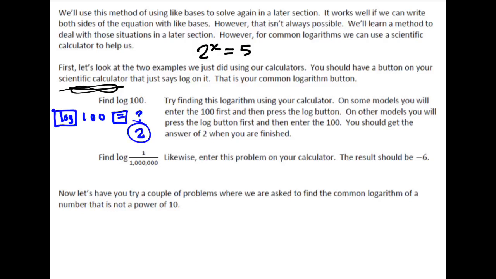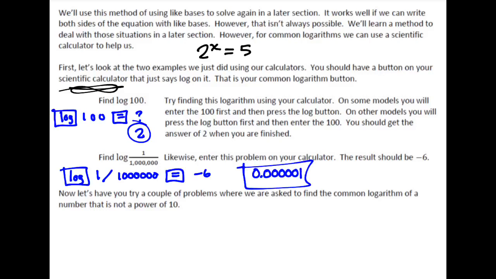Same thing with this last one. You hit the log button, and then you put in your numbers. So in this case, you're going to have to do 1 divided by 1 million, and then hit equals, and it will give you -6. Instead of doing 1 million, you could write it as, let's see, there's tenths, hundredths, thousandths, ten thousandths, hundred thousandths, there's one millionth. So you could put this in instead of the fraction, and you would still get -6 as your answer. Okay, so now let's try some problems where we have to use a calculator.